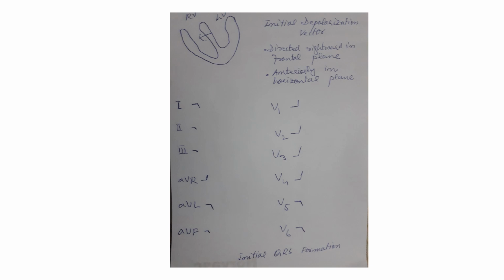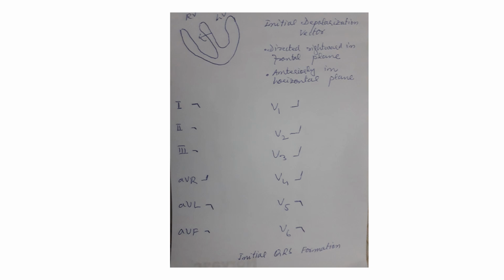So all the leads, particularly the bipolar limb leads whose positive pole is pointing leftwards, for example lead 1 and lead 2, and those unipolar limb leads which are located toward the left of the heart, for example lead AVL as well as AVF, will record an initial negative deflection during this portion of depolarization of the ventricles, and lead AVR, which is located toward the right side of the heart, will record an initial positive deflection during this portion of depolarization of the ventricles.